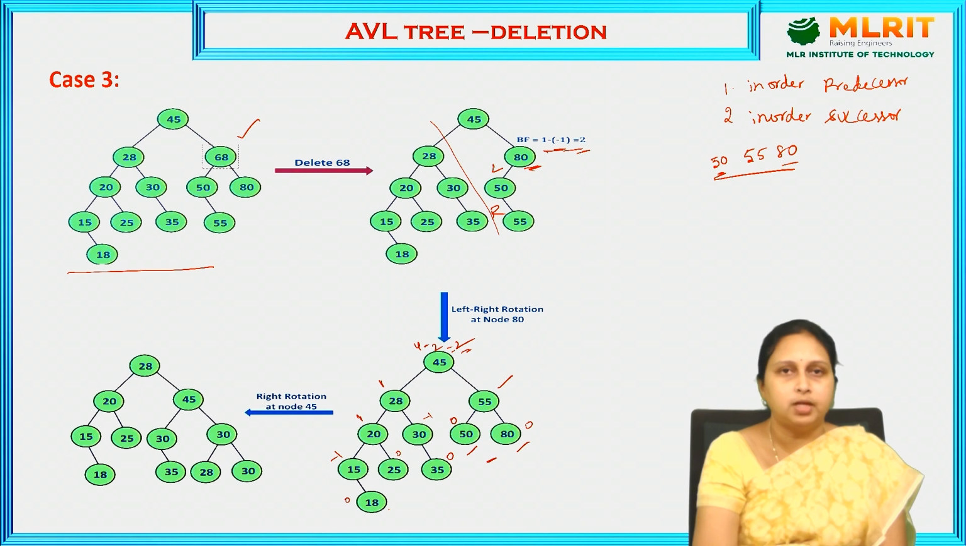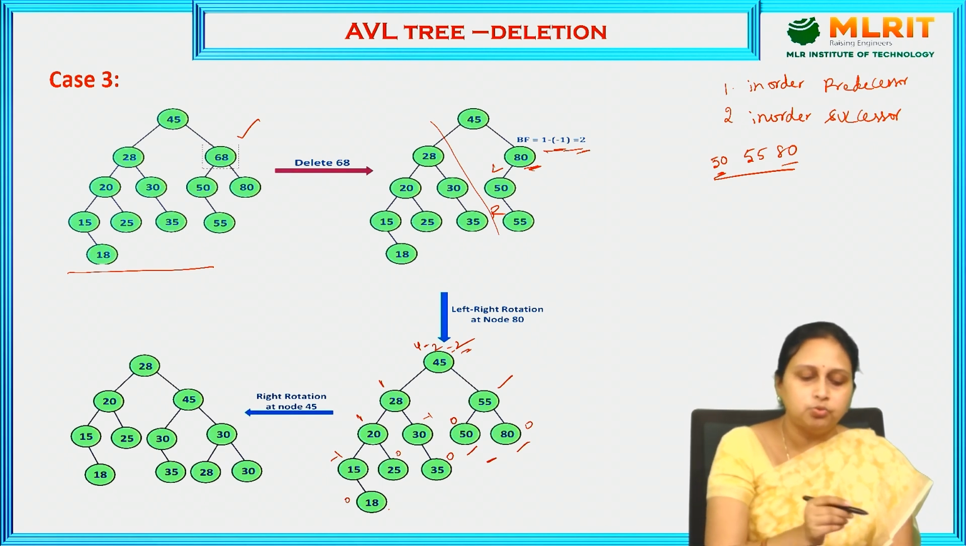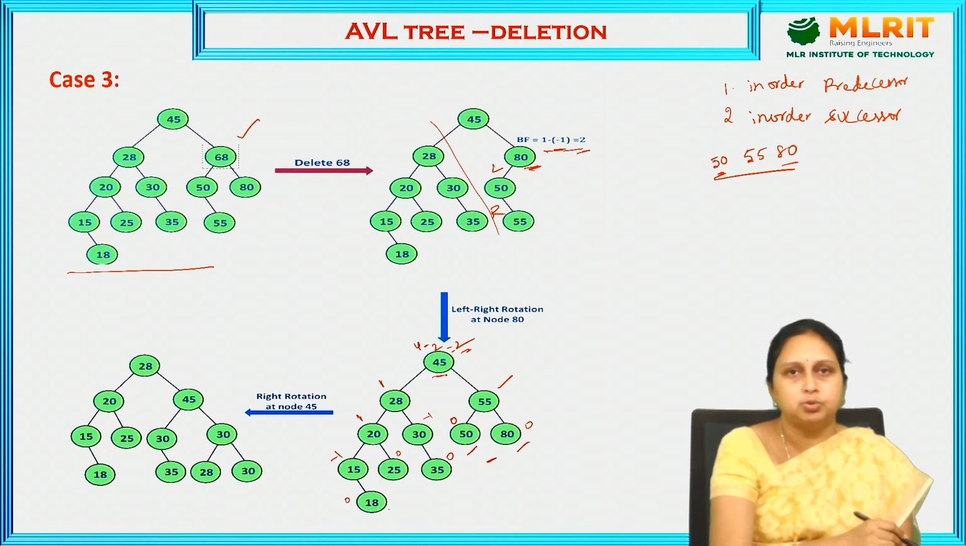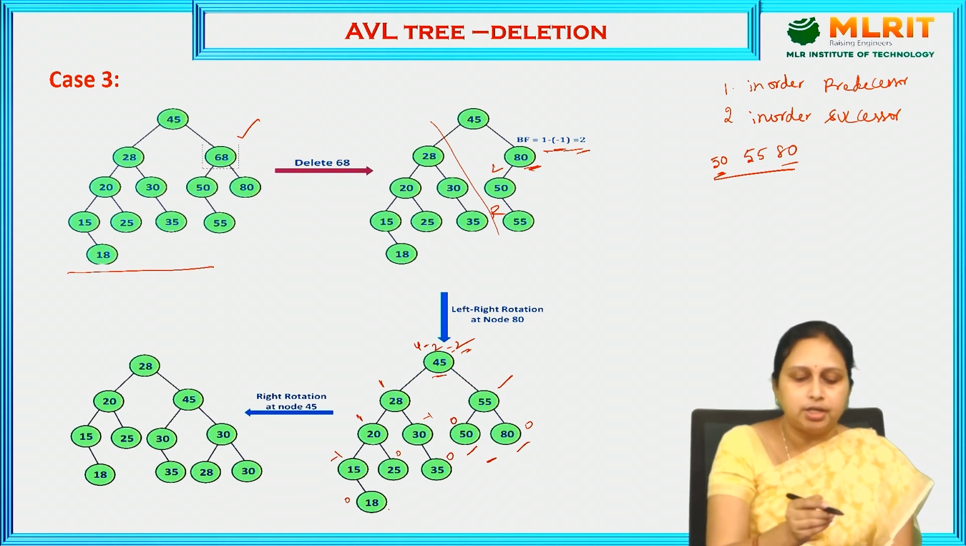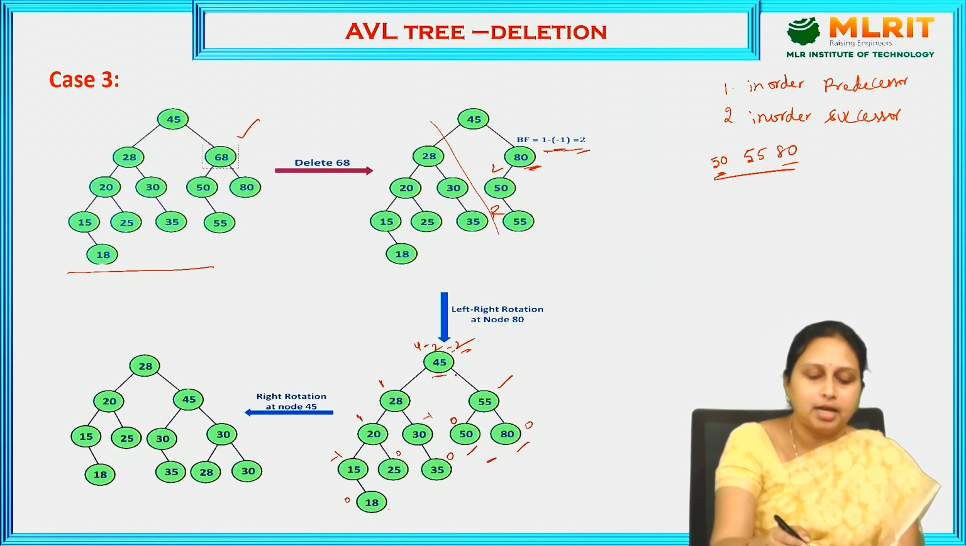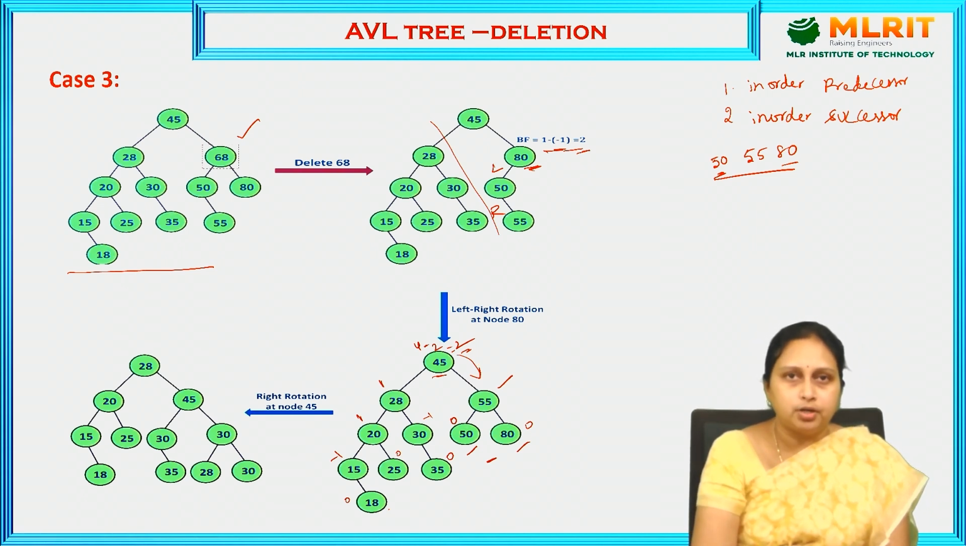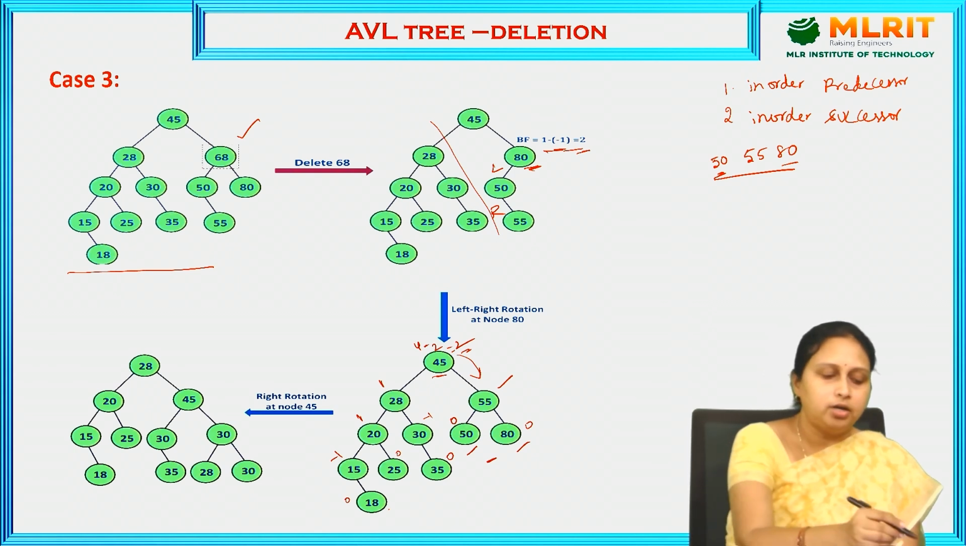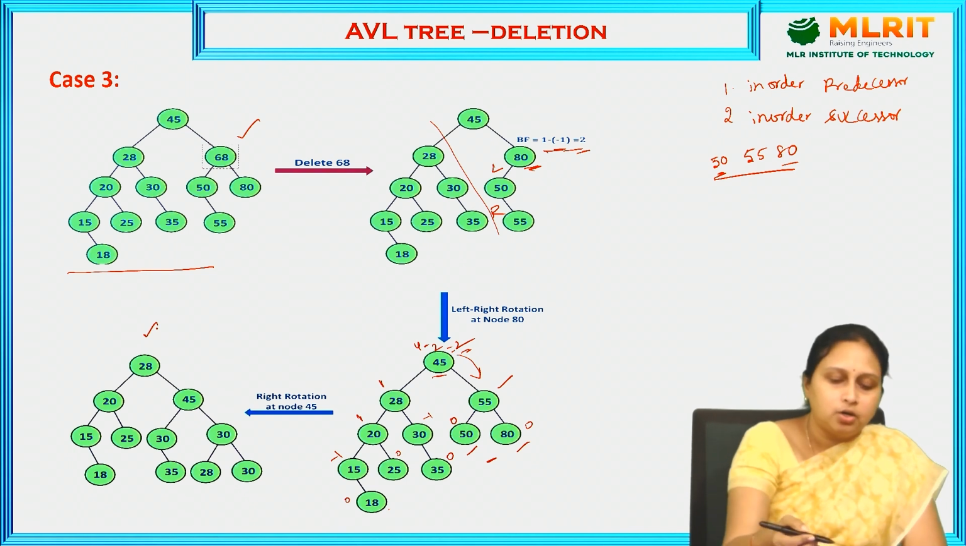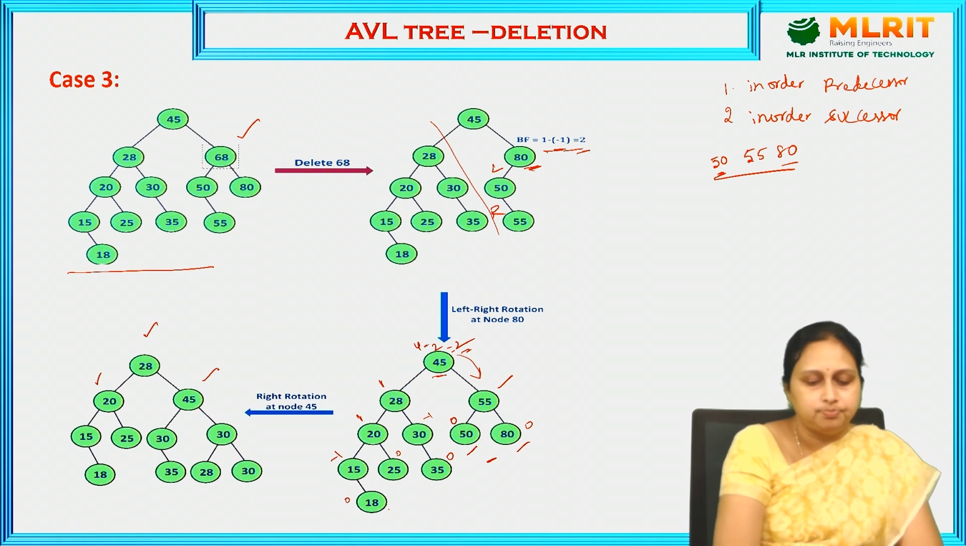Because of this one, it is imbalancing. So we need to perform the rotation. Which rotation do we need to do? 45 has to be rotated. On which side does it have to rotate? It has to rotate on the right hand side, because of this path it is imbalanced. So we need to perform the right rotation. When I rotate this one in the right rotation, 45 will go down, 28 will be the root node. 20 becomes the left of it and 45 becomes the right of it.